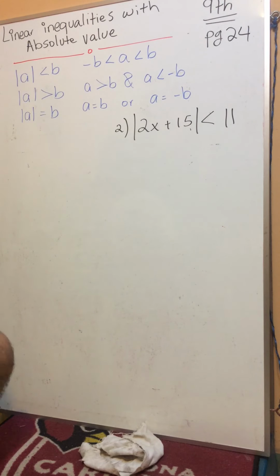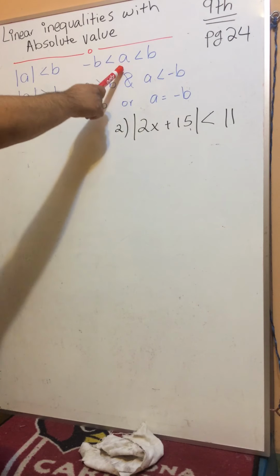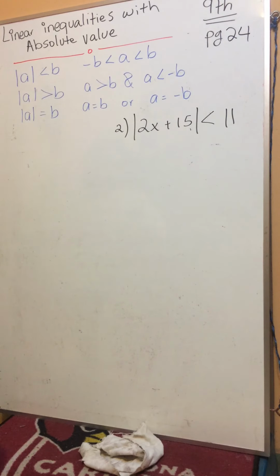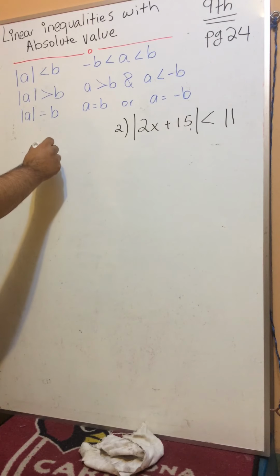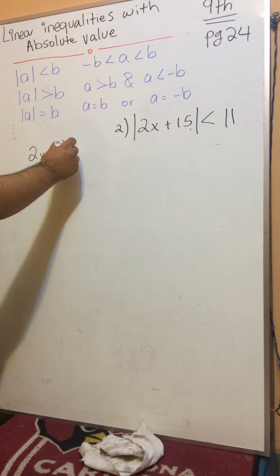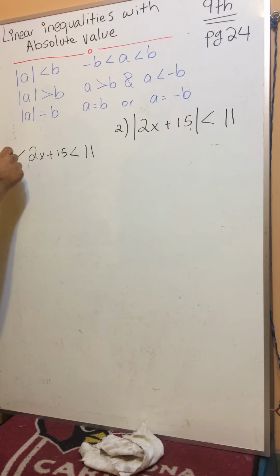Now let's look for the rule for a less than inequality. We have it up here, so that means that we have to equal the inequality to the negative number, to the negative b. So if we start working, we would have this: 2x plus 15 less than 11, but greater than minus 11. Once we place this, we have to separate them again, or we can solve immediately. Let's get to solving immediately.